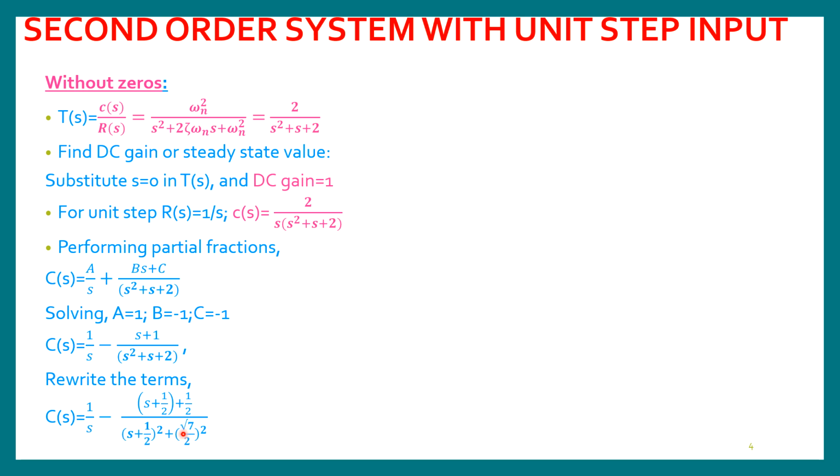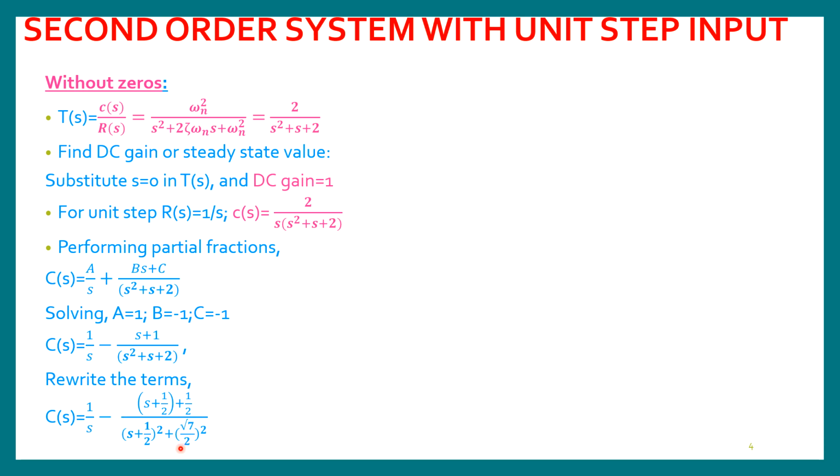When you add root 7 by 2, root 7 by 2 whole square is nothing but 7 by 4, right? 7 by 4. When you add these terms all, 1 by 2, this term will become a square plus b square plus 2ab plus 7 by 4. When you add all the terms, it will remain the same. You will get s square plus s plus 2.